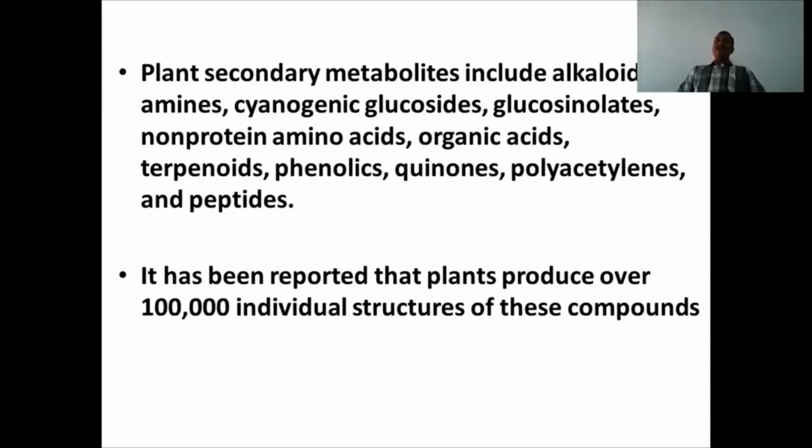So alkaloids, amines, cyanogenic glucosides, glucosinolates, non-protein amino acids, organic acids, terpenes, phenols, ketones, polyacetylene, and peptides. These are the broad groups of secondary metabolites which I have listed for you. And as I also told earlier, there are at least 1 lakh chemical structures present in the secondary metabolite group.